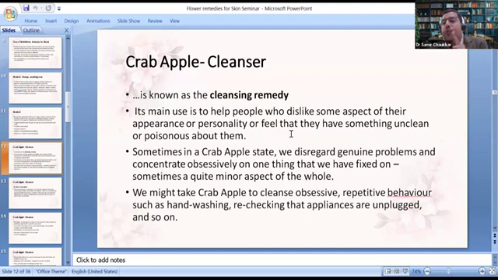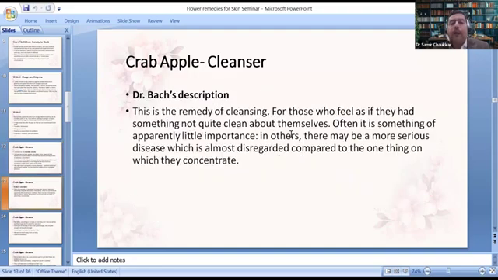The word obsession is very, very important. Somebody doing the same thing again and again. So obsessive compulsive neurosis, OCD disorders. Think of continuously washing face. I have got acne, I have got oily face, so I'm washing my face again and again to remove the oil. Think of crab apple, because there is an obsession, remember. We might take crab apple to cleanse obsessive repetitive behavior such as hand washing, rechecking appliances which are unplugged, and so on.